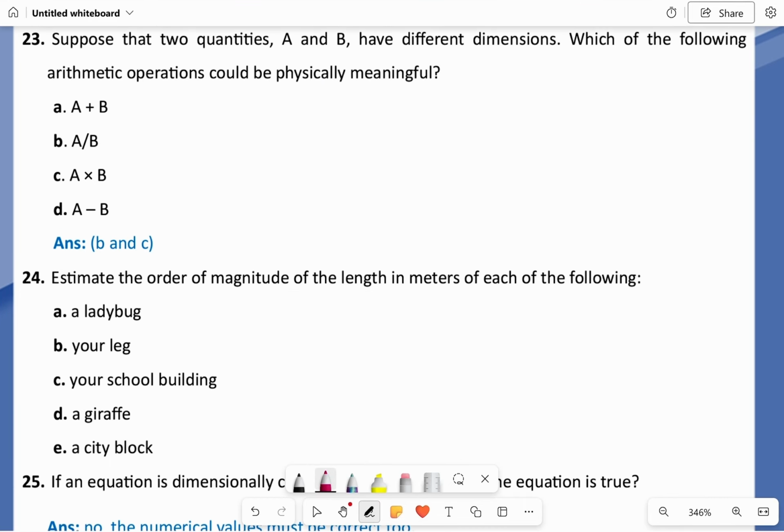don't forget the unit. Suppose two quantities A and B have different dimensions. Which of the following arithmetic operations could be physically meaningful? So if I give an example, you remember that we had units, okay?